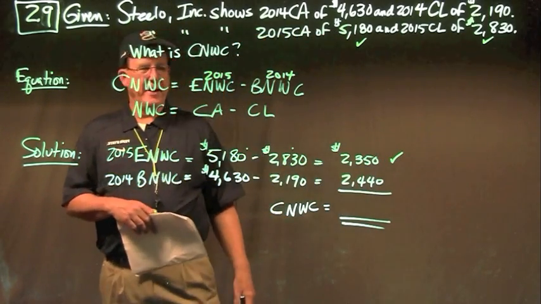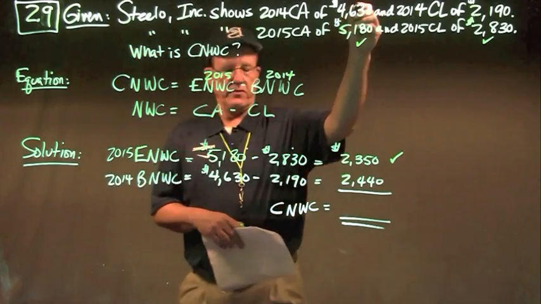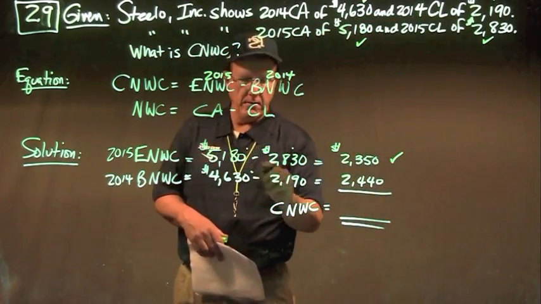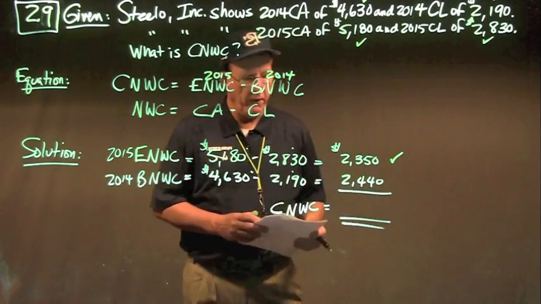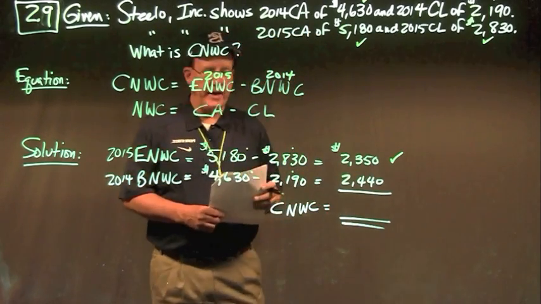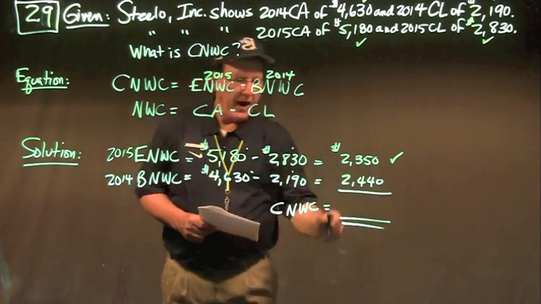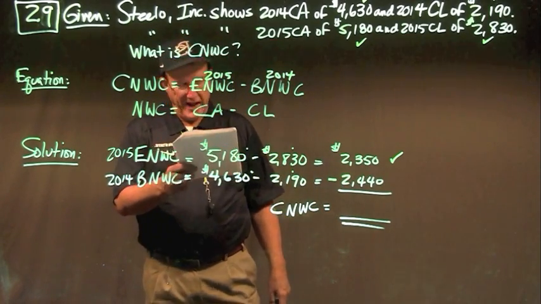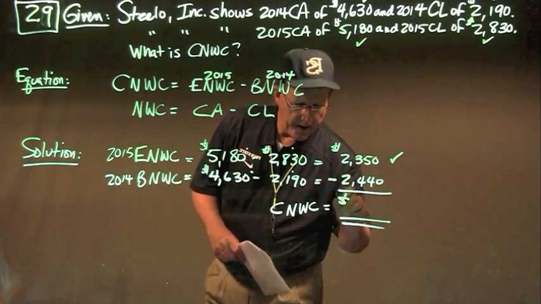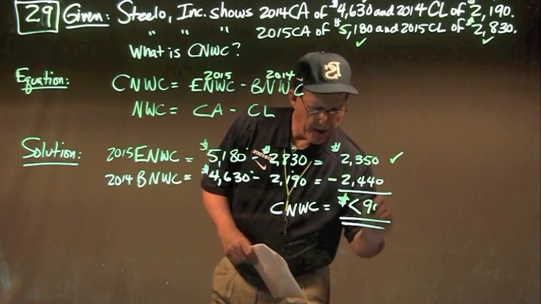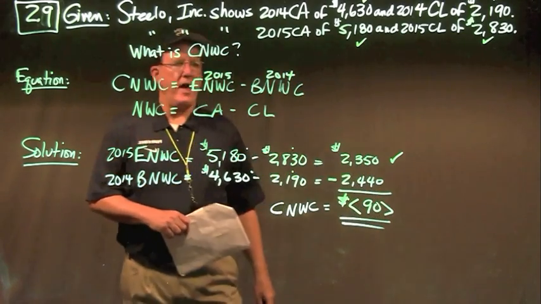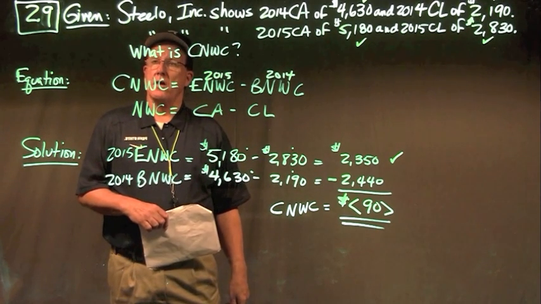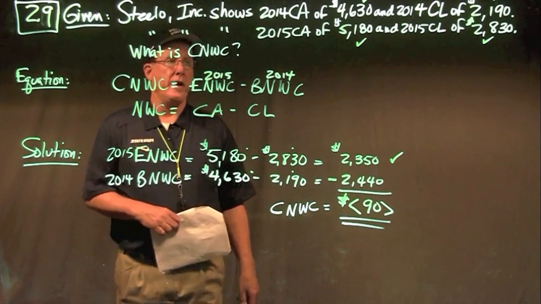For 2014 beginning net working capital, I take 4630 and I subtract from that 2190 here, and I get 2440 for my beginning net working capital. Subtract those two, 2350 minus 2440, I get an answer of negative $90. And yes, Virginia, it is possible to have a negative change in net working capital. There are your answers to problem 2.9.